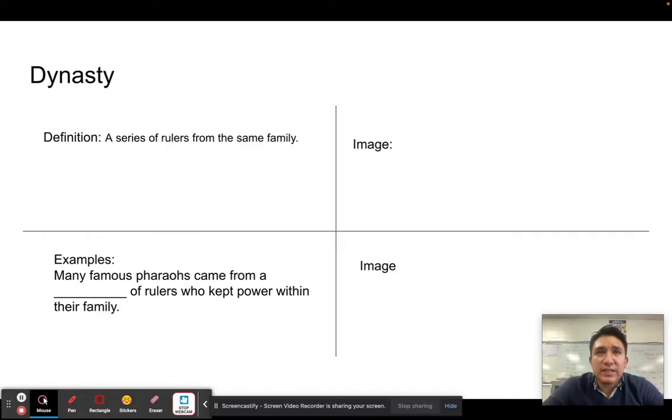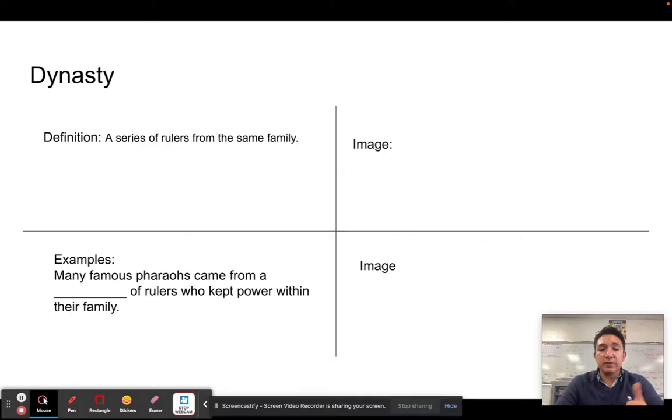Today, when we think of a dynasty, we can think of the Queen of England, right? Her family has ruled England for many generations. That would be considered a dynasty. The example sentence for this one says: many famous pharaohs came from a blank of rulers who kept power within their family. So those are all our 12 vocabulary words for this unit.